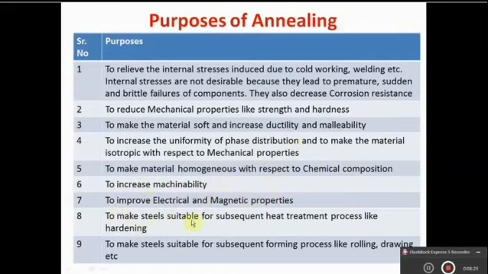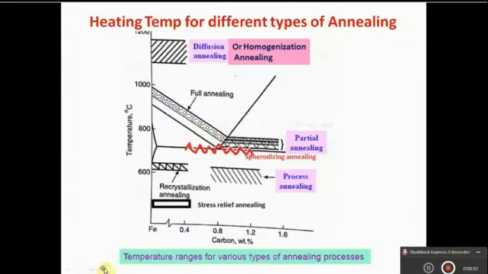To make steel more suitable for subsequent heat treatment processes like hardening. So this will make easy conversion of austenite into martensite. To make steel suitable for subsequent forming operations like rolling, drawing, that is deep drawing operation or wire drawing operation. So you can see here annealing is a very versatile heat treatment process which will alter mechanical properties like ductility.